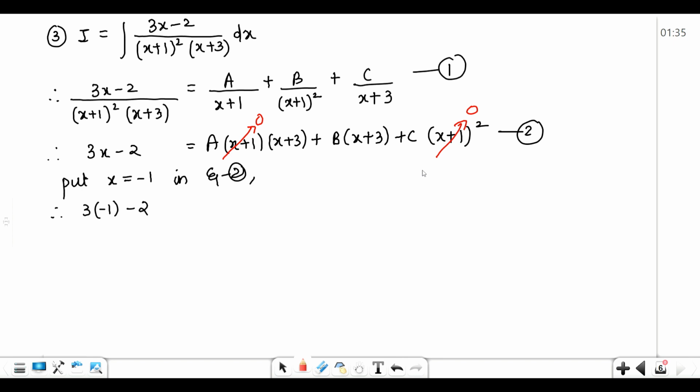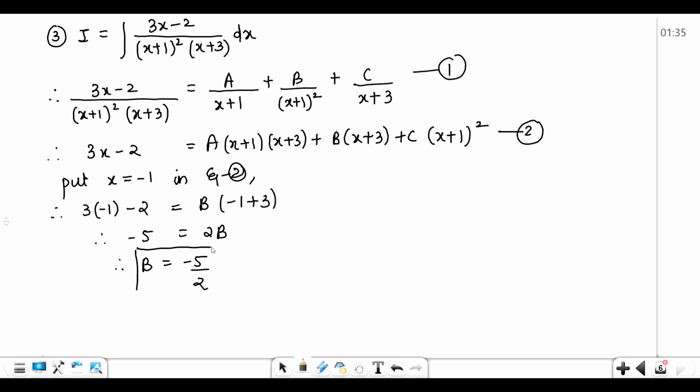So this will be equal to B times (minus 1 plus 3). That will give you 2 times B, and this will be minus 3 minus 2, which is minus 5. So B is equal to minus 5 upon 2. This is the value of B that we get, minus 5 upon 2. Hope you understood this. Let's move on to the next part.